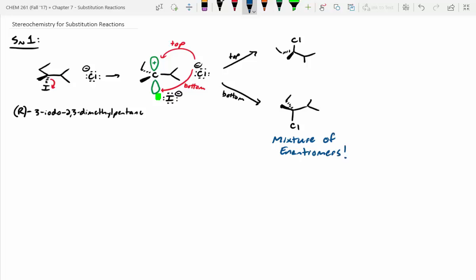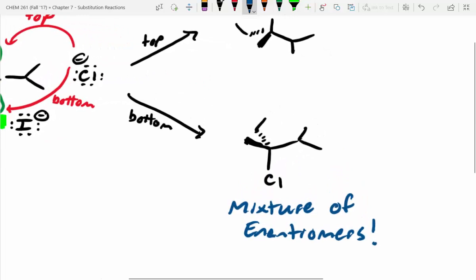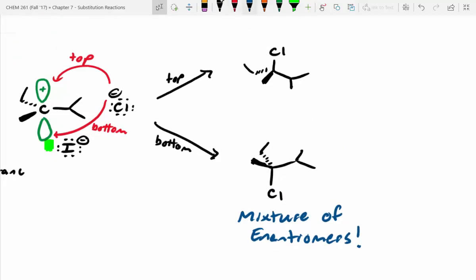The top one, if you look at it compared to the starting material, can you see how the chlorine is attached to a different face? So the leaving group, that iodine, was on the bottom side, but now the chlorine's on the top side. What we refer to this as, this would be an example of inversion. The other one where the chlorine's on the same face that the iodine once was, this would be called retention. And we know that they're mirror images of one another, therefore they're a mixture of enantiomers.